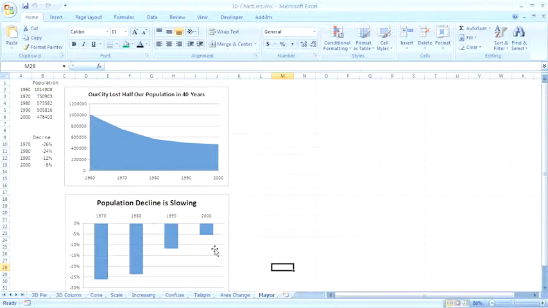Finally, if your numbers don't look good, instead of plotting the original numbers, plot the change in the numbers. Here we have a mayor who's watched the city basically lose half of its population, but rather than talking about that, he says, well, hey, the population decline is slowing. Shows it as negative bars, and again, things look like they're improving.